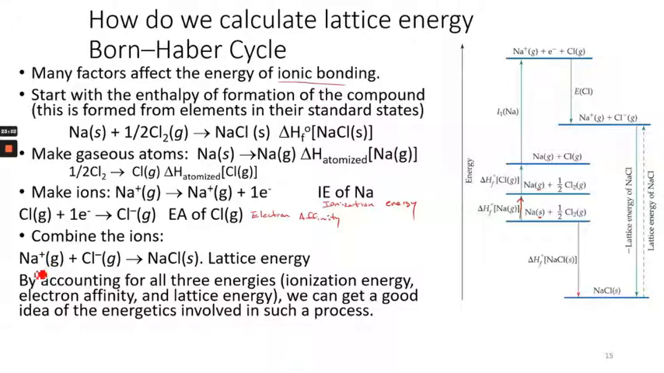Then when you combine your two ions together, you get your sodium chloride, and that is your lattice energy, which is this last bit here. Now notice it has the arrow going down or up. It depends on how you're defining your lattice energy. If you are defining it, in this case where you're making the solid, then this would be negative. Okay? So by adding up all these energies, you could calculate your lattice energy.